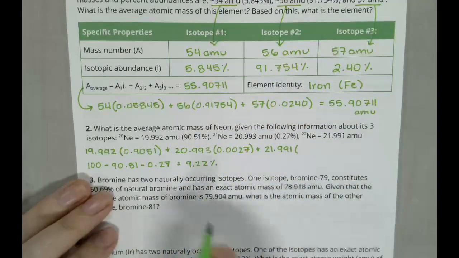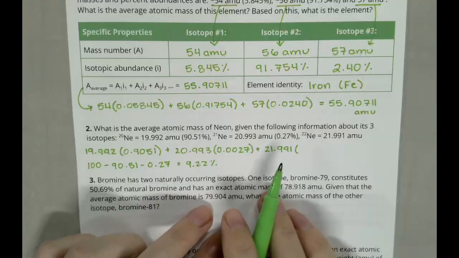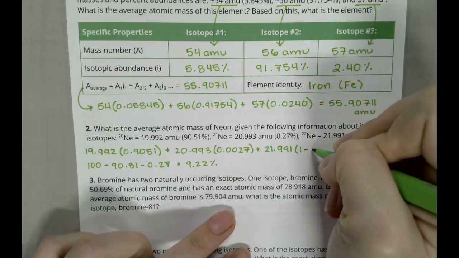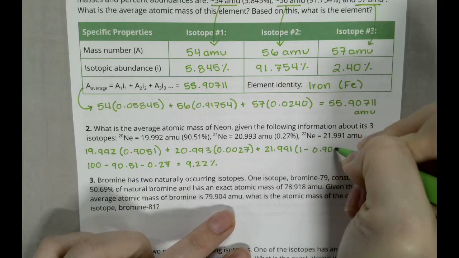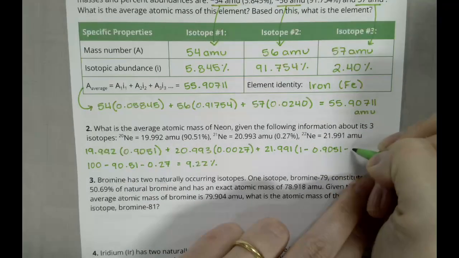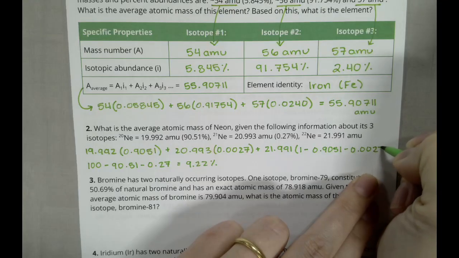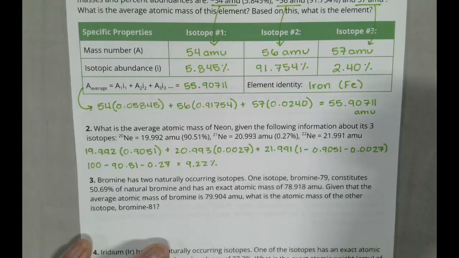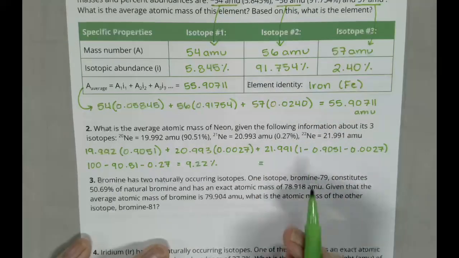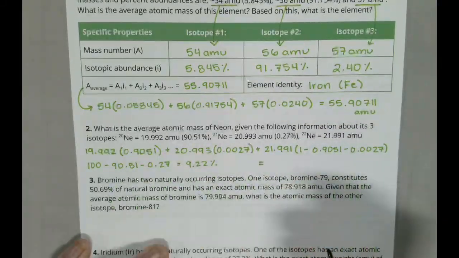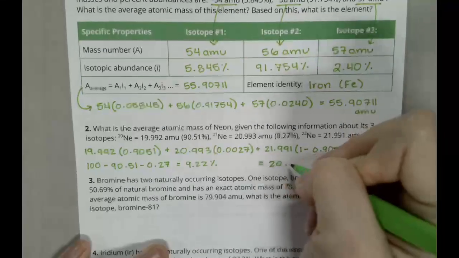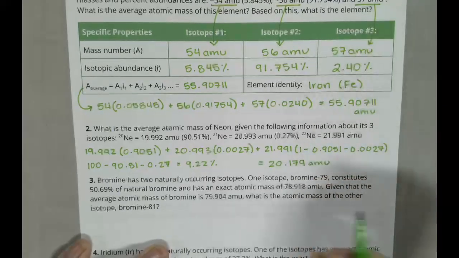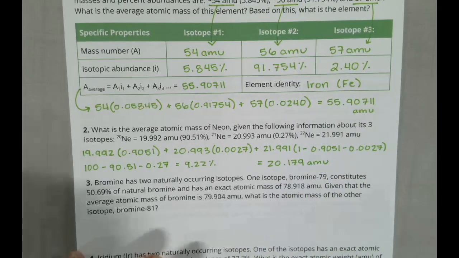that's contributed by neon 22, and that would be 9.22%. But if you're doing this with a calculator that can do some parentheses, the easiest way to do it in my mind is just to do 1 minus 0.9051 minus 0.0027 and plug that in, because that will give you the remaining percent. So that's one way I like to do this. And when we calculate this out, we just plug it all in. You're going to get 20.179 AMUs. That's our average isotopic mass for this, which makes sense.